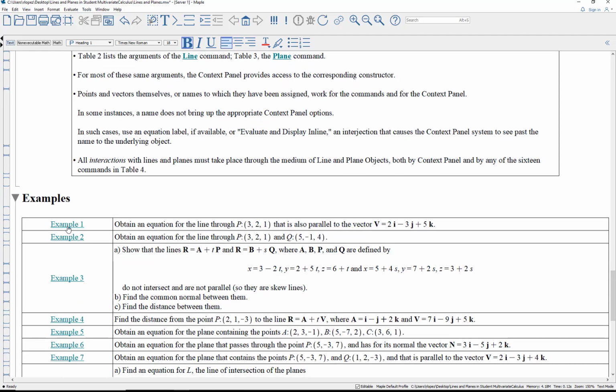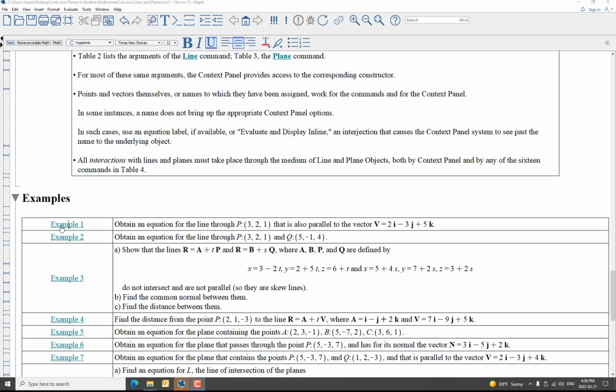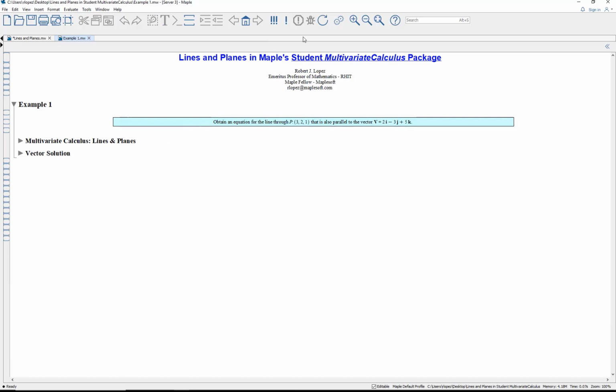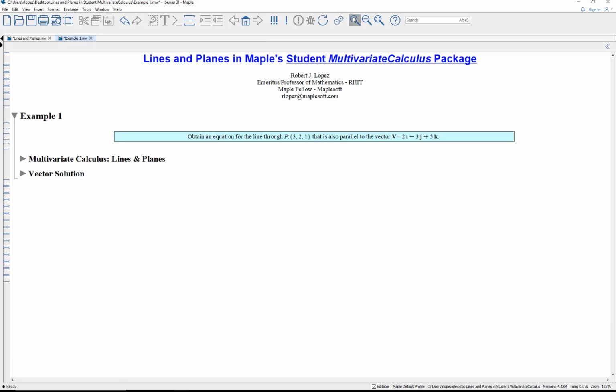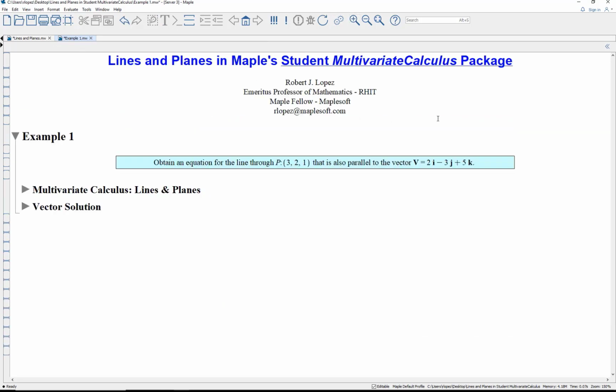And here's an example. First one. Equation of the line through this point containing this direction. So let's follow this hyperlink. We go to a page where the example is reconstructed, and we can use this page for solving the problem.